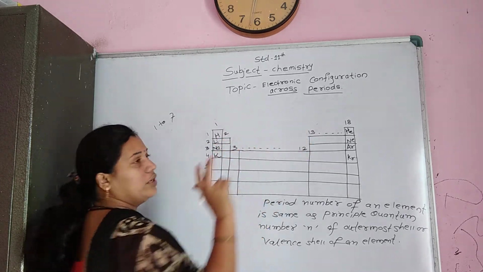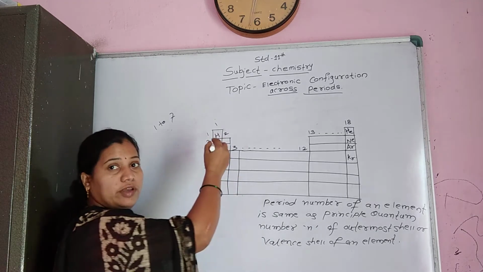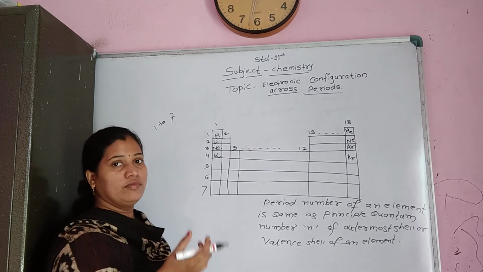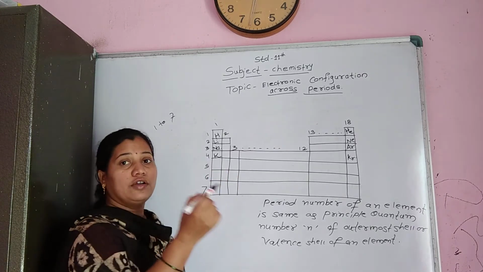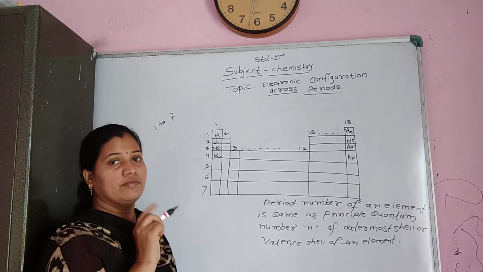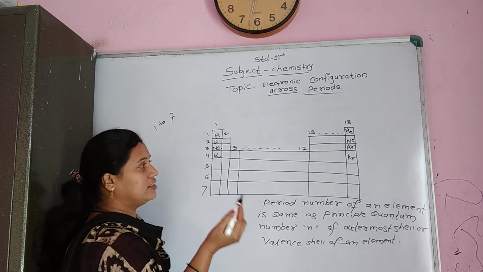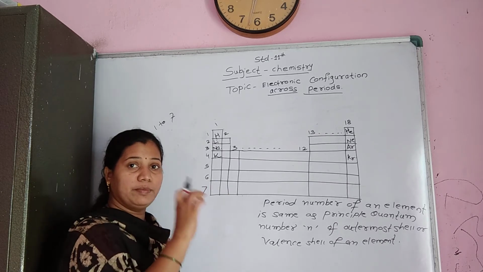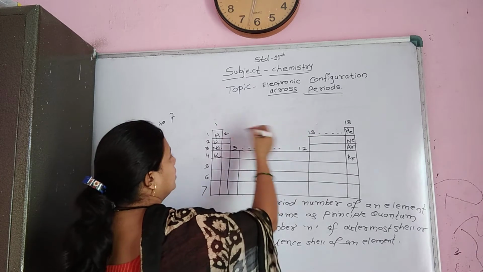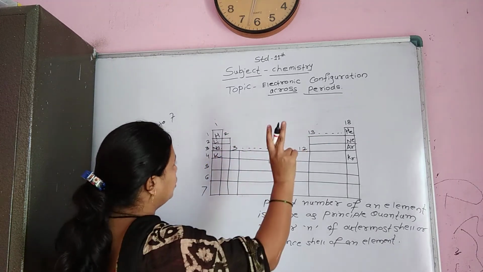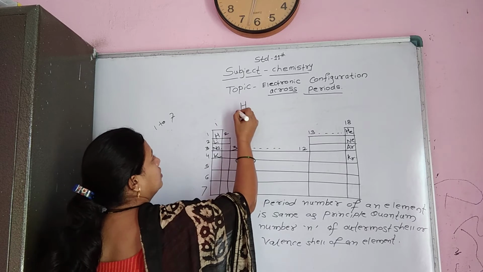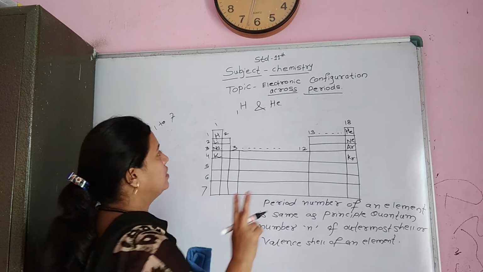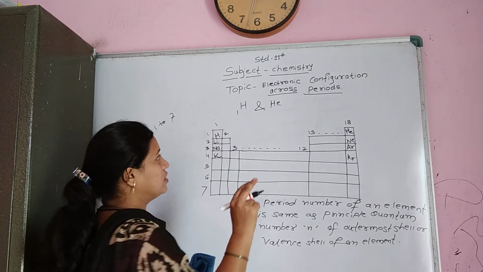The first period contains two elements. As we go from left to right in each and every period, we know that the atomic number of every element increases by 1 and the electrons are added to the same shell in the particular period. The first period contains two elements, hydrogen and helium. So how are two elements present in the first period?